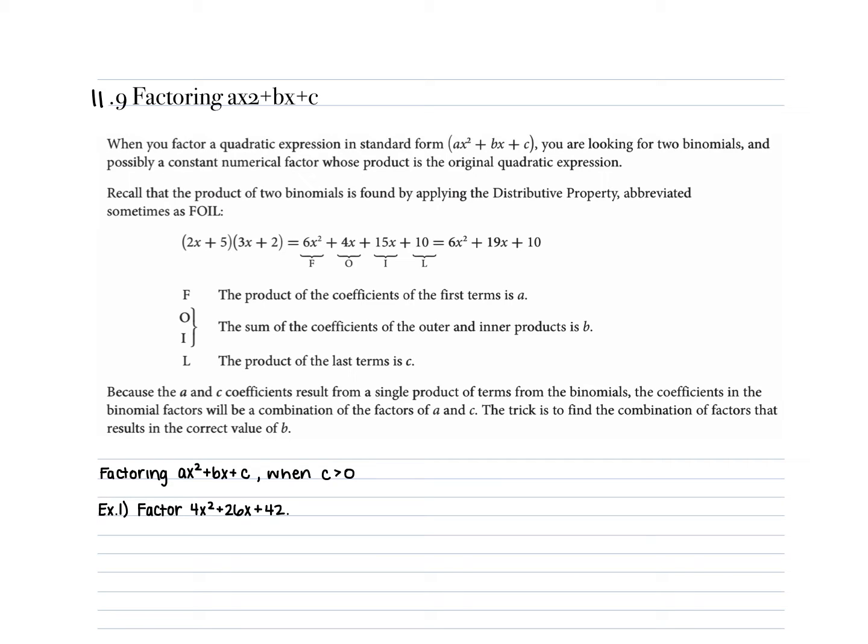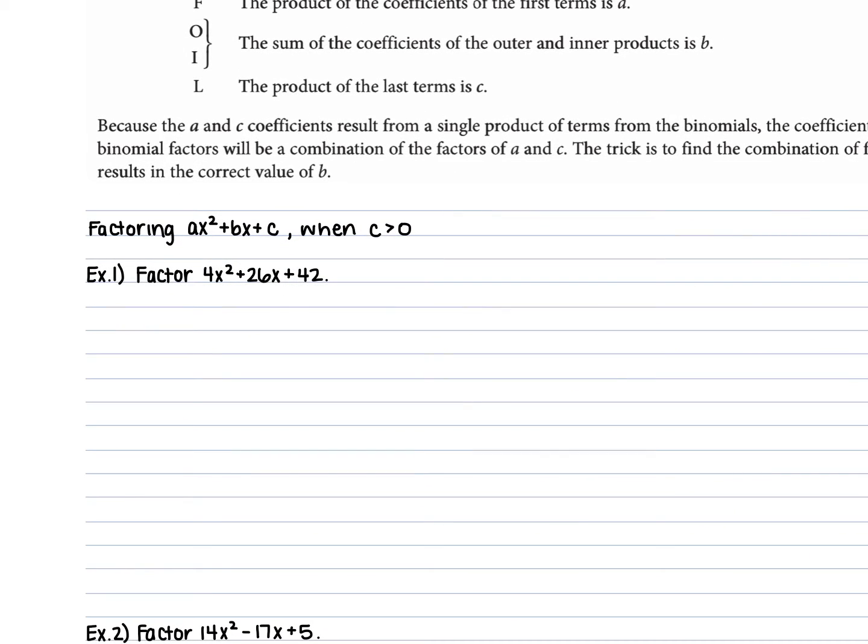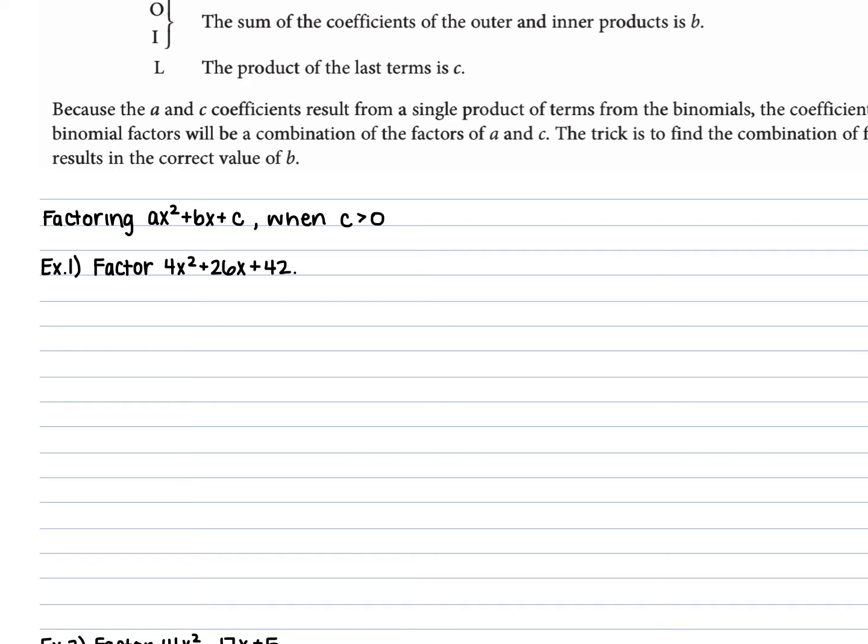11.9 goes over factoring when you have a coefficient on that x squared. So when we're doing these, there's a couple of steps that we're going to take. First thing is we're going to look at that trinomial, if we do have a trinomial. We're going to see if we can factor the greatest common factor out from all three of those terms. If we can, that's how we're going to start.